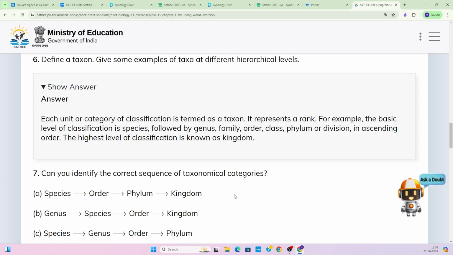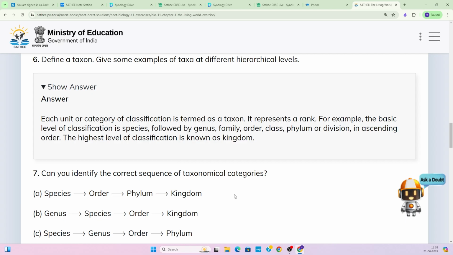And every taxon has its own characteristics. Very important point. Species will have its own characteristics, genus will have its own characteristics, family will have its own characteristics, and we see more similar characteristics in the case of species. But as we move to higher hierarchical levels, the similar characteristics will be far fewer. So you understand the taxon. Now every taxon is represented as a rank.